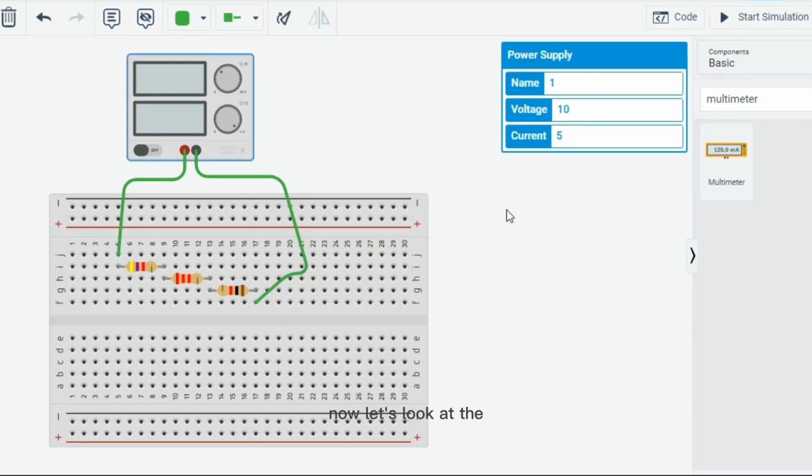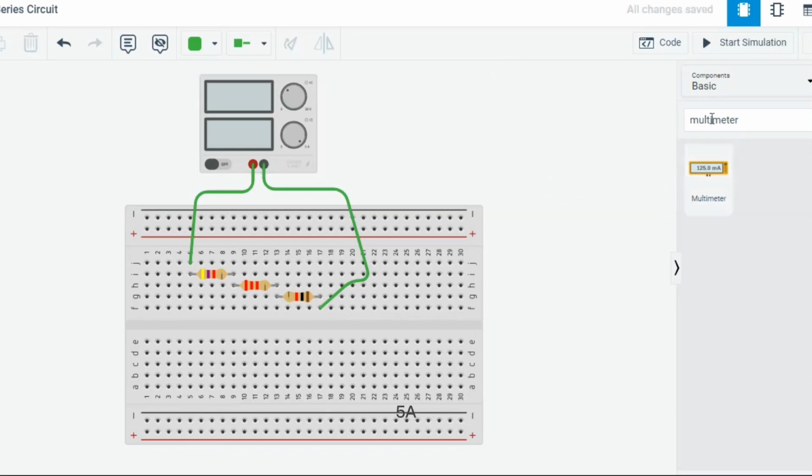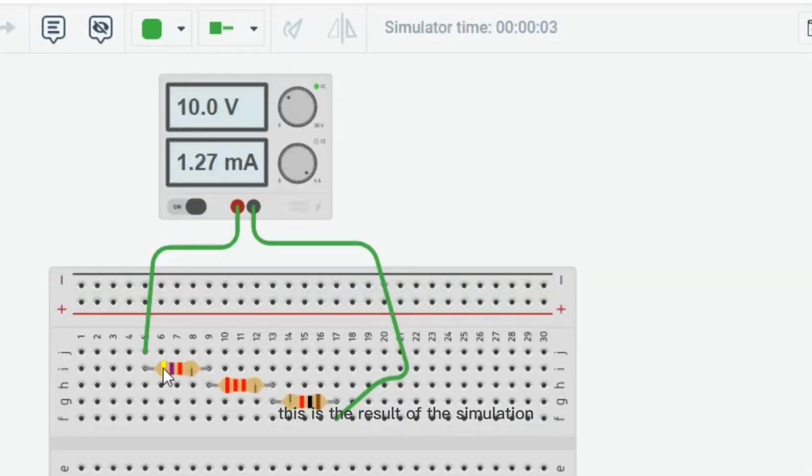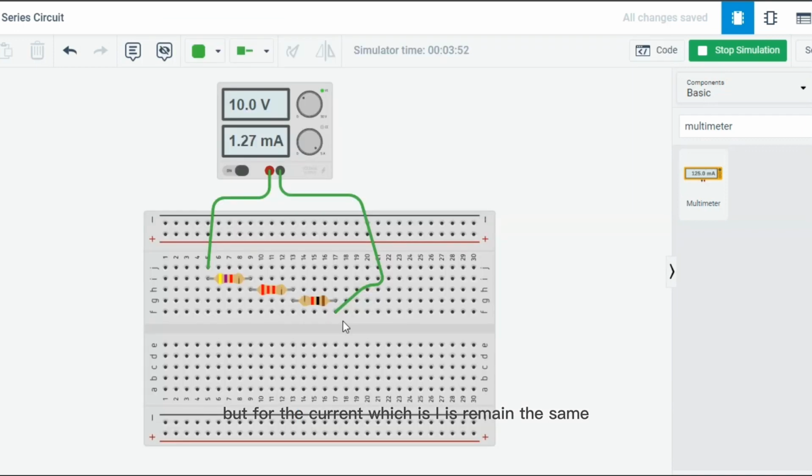Now let's look at the circuit when you set the voltage and the current. For example, look at the circuit when you set the power supply at 10 volt and the current is 5 ampere. This is the result of the simulation when you run the series circuit. For this series circuit, the voltage is different, but the current, which is I, remains the same.